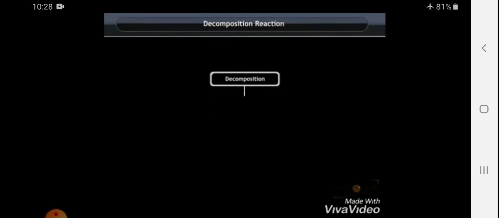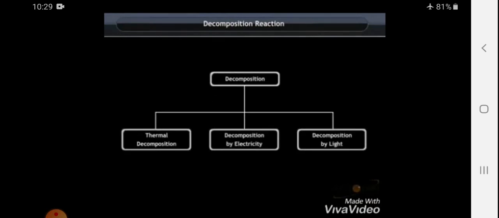So this decomposition is of three types. If the decomposition occurs by heat, we call it thermal decomposition. If the decomposition reactions occur by electricity, we call it electrolysis. And if the decomposition occurs by light, we call it photolysis. So one by one we are going to see these in the next concepts in detail.